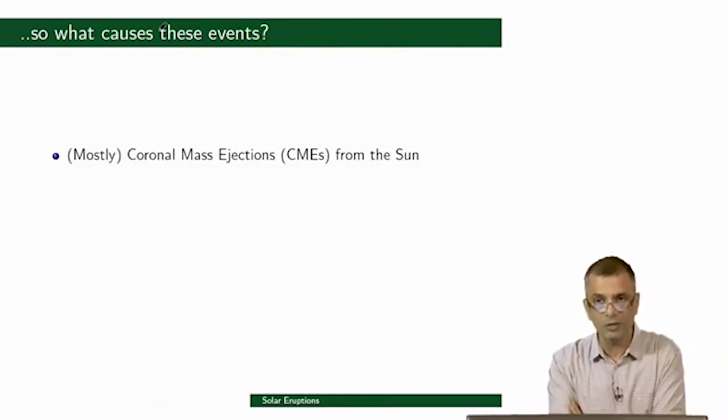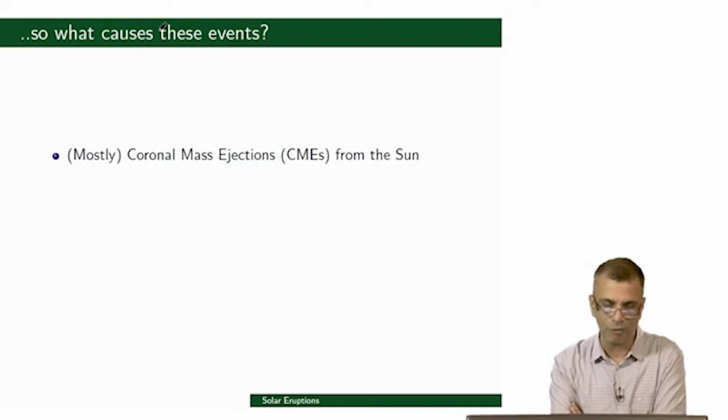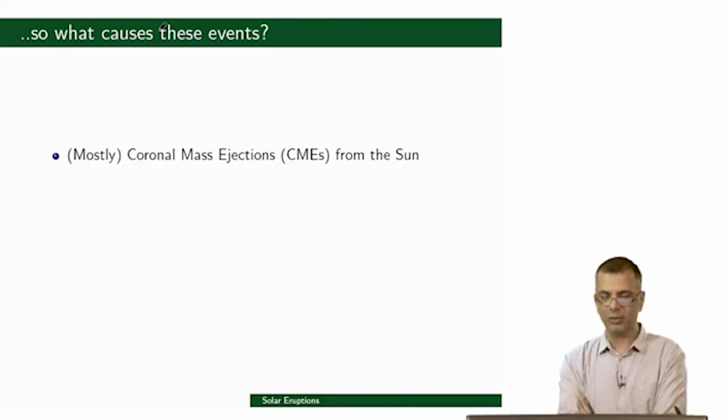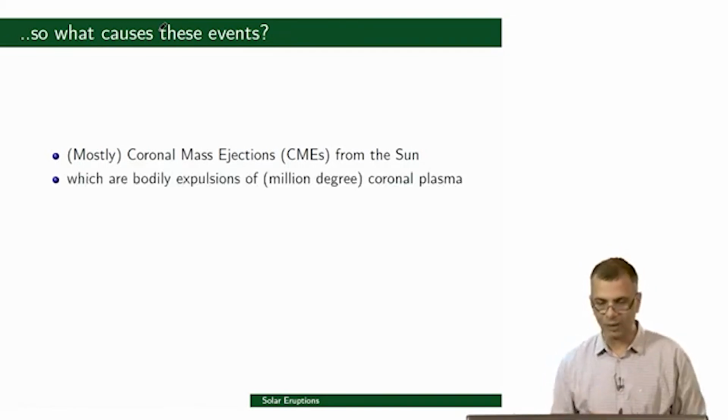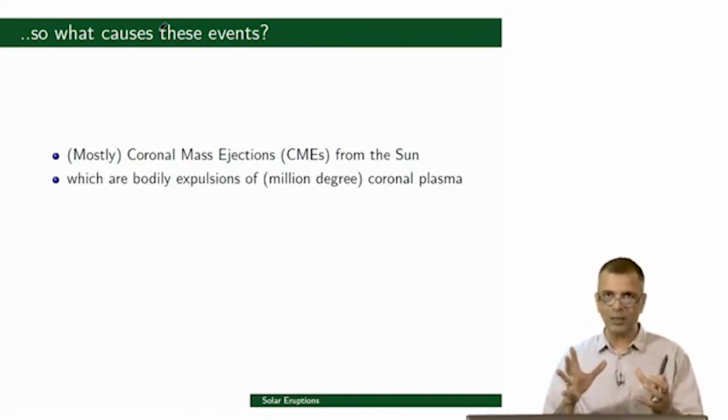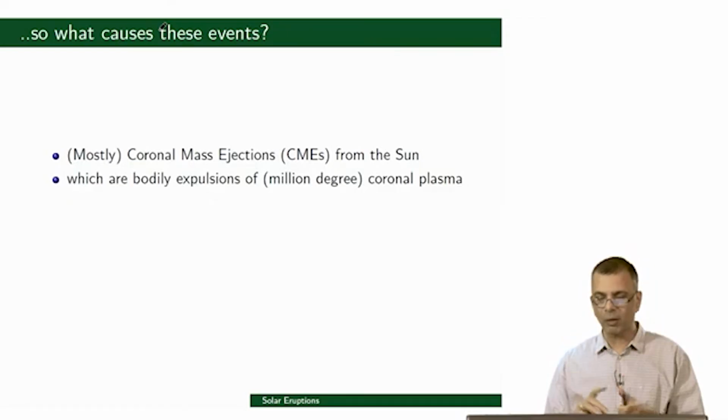So from our point of view, this was a very quick run through of various effects that can arise due to space weather events which are caused by eruptions on the sun. Let's consider this in a little more detail. What causes these events? Most of the time these are due to coronal mass ejections from the sun. And what are these? As we've mentioned before, these are bodily expulsions of coronal plasma.